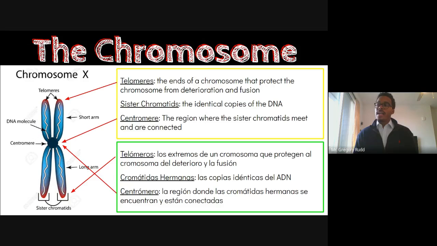So I do think you should write down, I know it's not highlighted, but it is inside of a highlighted box, I do think you should write down these definitions: telomeres, sister chromatids, and centromeres.